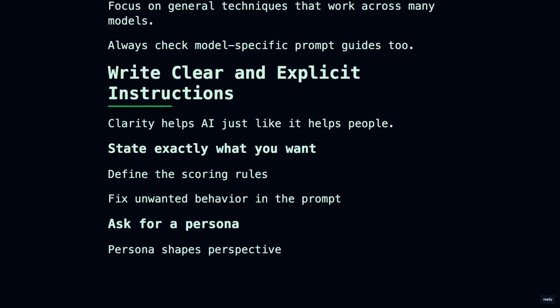The same essay can receive different scores depending on the perspective you ask for. A first-grade teacher, for example, will judge the writing differently than a generic model prompt because the evaluation criteria shift with the role.